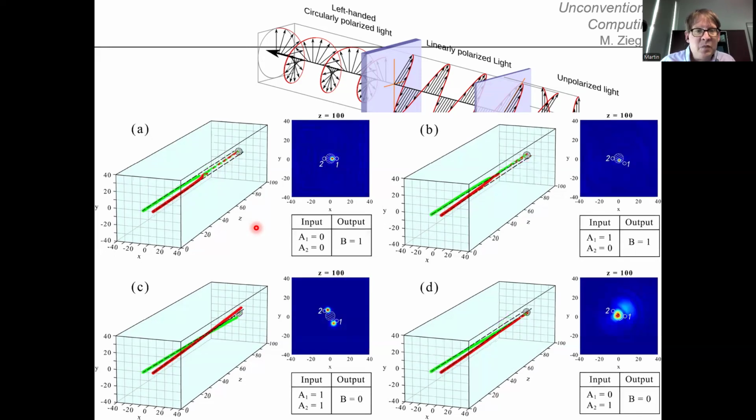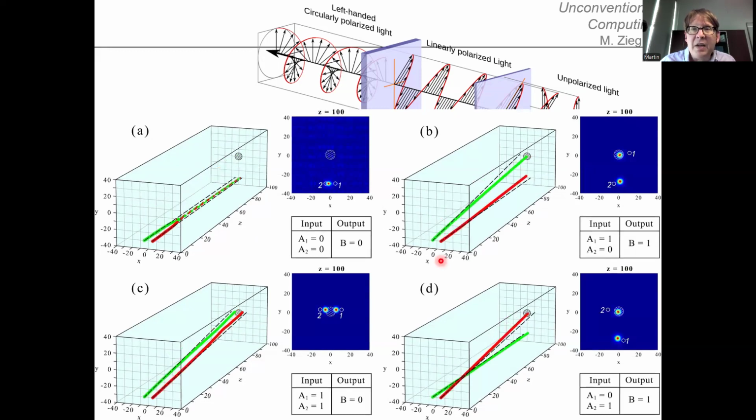So here you see, what kind of gate is that? This is supposed to be an OR gate, I think.